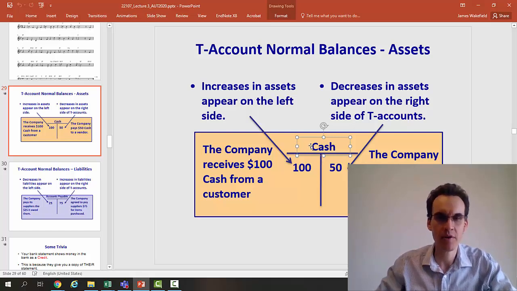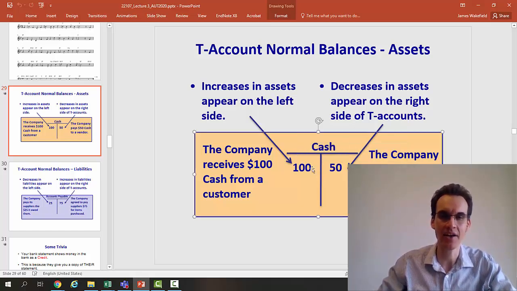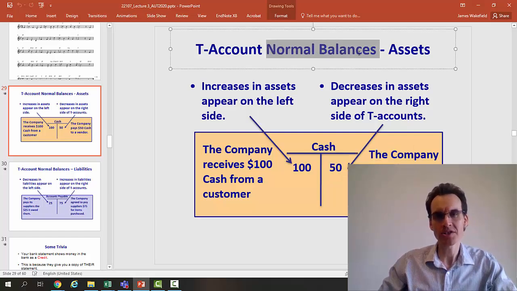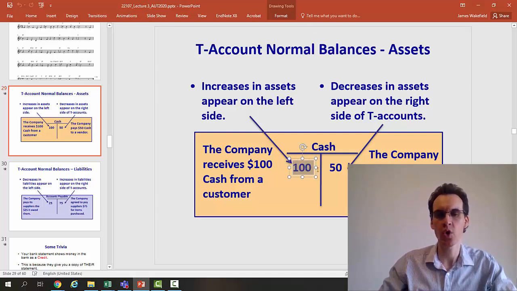Now, if you look at cash, which is an asset account, then any increase in cash appears on the debit side, because that's increasing the cash account, and any decrease where we take cash out of the cash account appears on the credit side, which is the right-hand side of the account. Okay? So the normal balance of an account relates to the side of the account that balance is normally on. So in an asset account like cash, the balance will always be on the debit side. It can never be on the credit side.